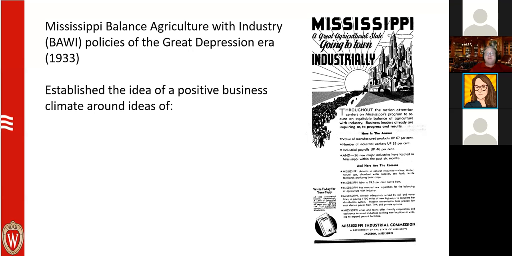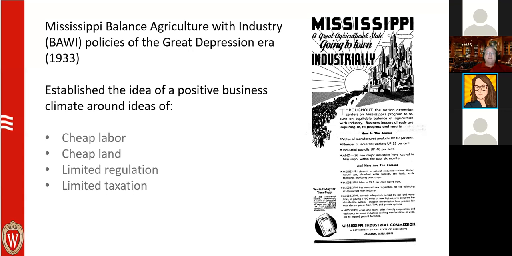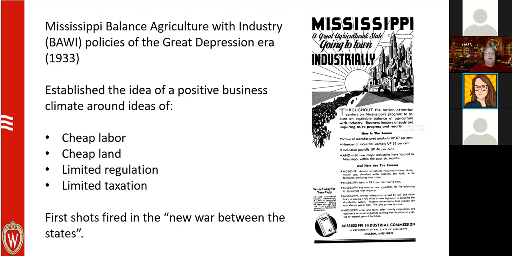They established the idea of a positive business climate around cheap labor, cheap land, limited regulations, limited taxes. If you ask somebody, what's a positive business climate? These are the types of characteristics that tend to pop into people's minds. This was the thinking back in the 1930s, and it has spilled over and has been in place for a number of years now. This was, in essence, the first shot fired in the new war between the states.